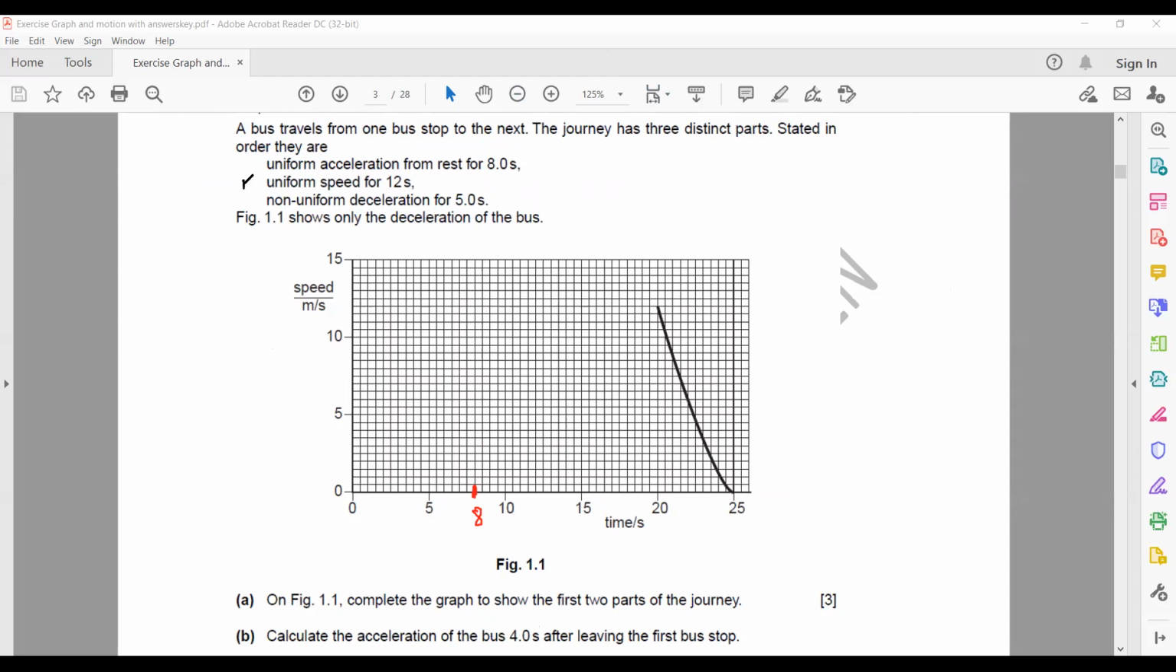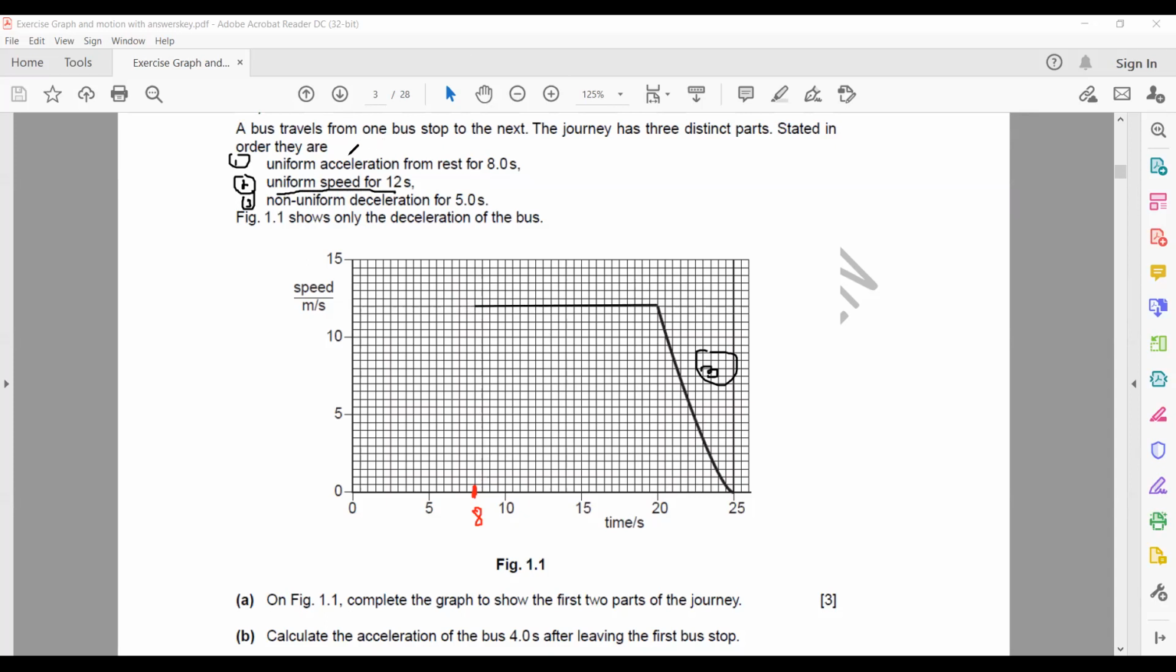Because they mention in a second part, the third part is already done. Like this is the third part which they already completed for us. We have to complete the first two parts. They already mentioned in a second part it was moving with a uniform speed. Uniform means constant speed. So after 8 seconds, it moved with a constant speed till 20 seconds. So it means it will be a horizontal line from 8 seconds to 20 seconds, which shows that it is a constant speed.